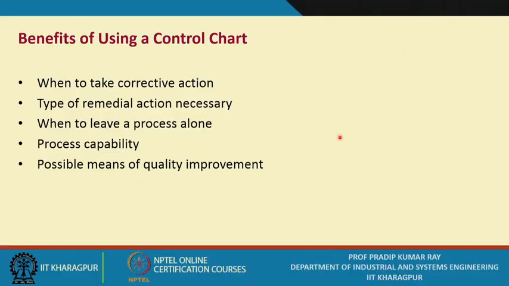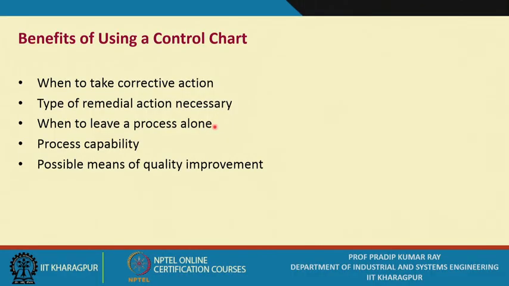When to leave a process alone. That means if you find that the process is continuing in control state, in many cases you don't go for controlling the process, you leave the process alone. So if you can create such a condition, you assume that the purpose of using a control chart is fulfilled.